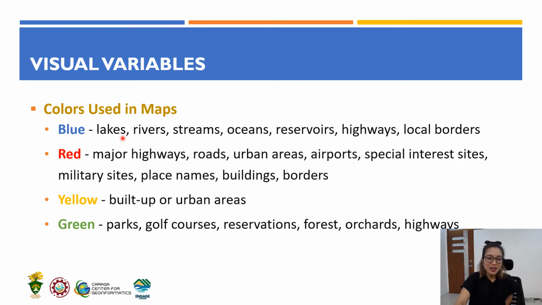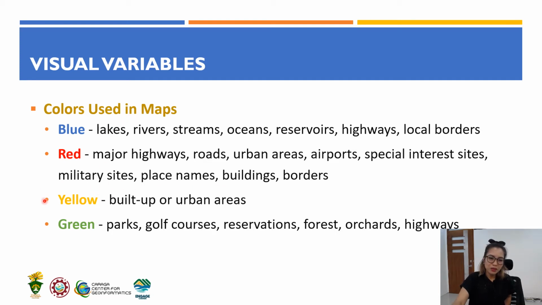So here the blue are lakes, rivers, streams, oceans, reservoirs, highways, local borders. But for me, if I am mapping, for local borders, I use gray, but it's really up to you. So, red: major highways, roads, urban areas, airports, special interest sites, place names, building borders. Red, yes, these are the basic ones, but for me again, if there are elements in the map that I need to emphasize, I use the color red.